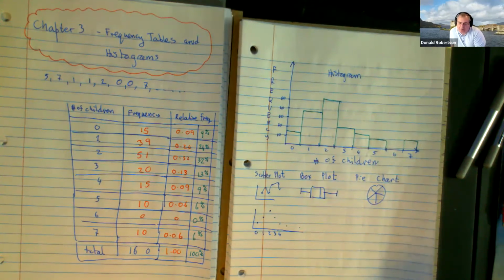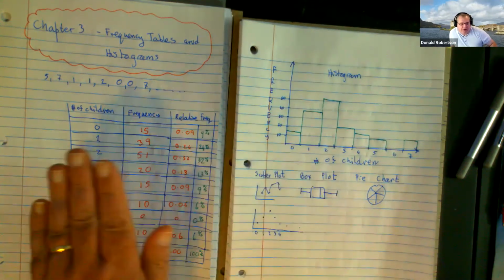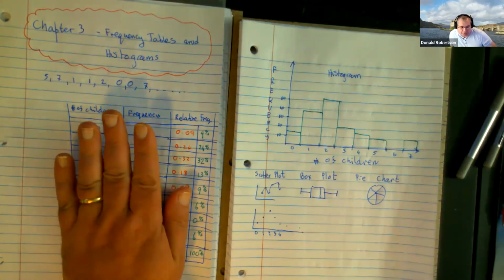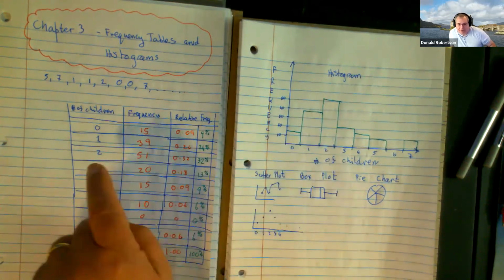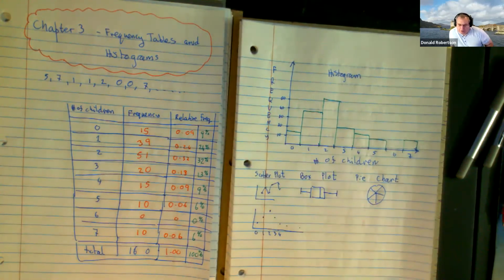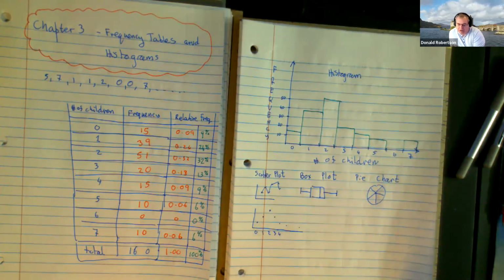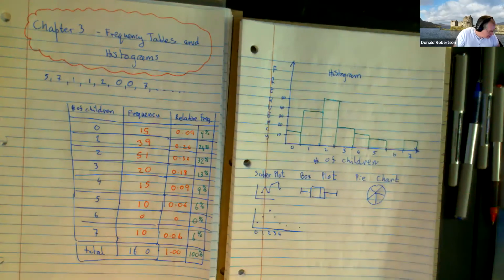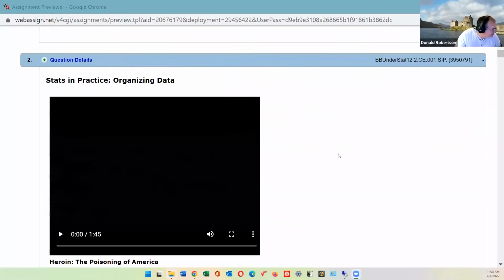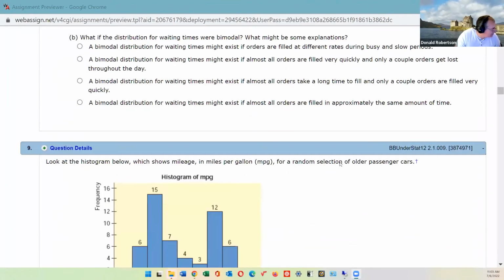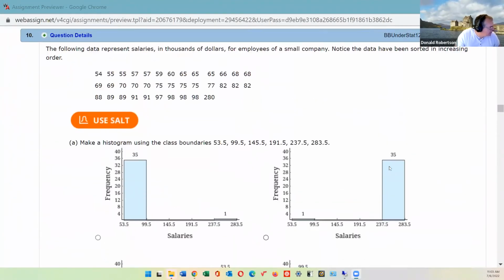So there are a number of different visual ways you can take your raw data, turn it into a frequency table, and then that frequency table can become a histogram or a box plot or a pie chart or a scatter plot. And it's nice if someone else will do the work for us. Agreed? So let me see if I can show you how Salt does this. Come on, I want Salt. There we are.